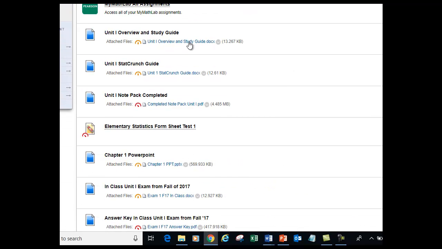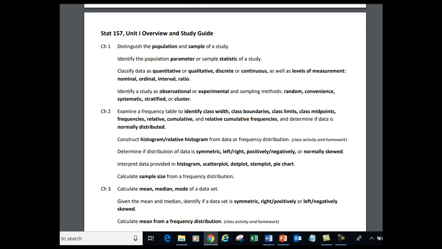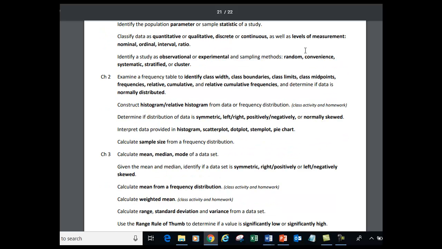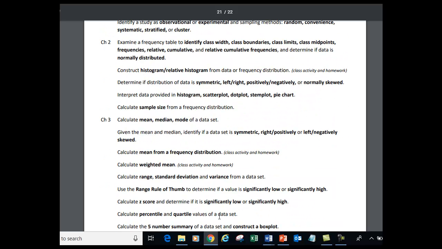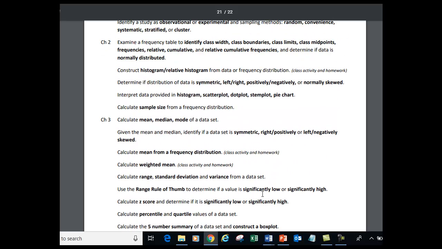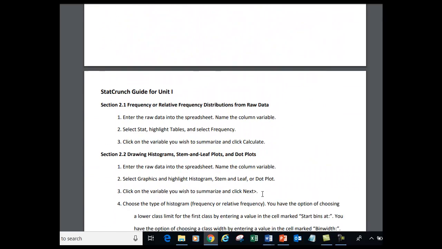The next two things that I have in this folder is a Unit 1 overview study guide and the Unit 1 StatCrunch guide. If I remember right, I have those as the last page or so in your notebook, so you already have them. But that overview gives you a very good overview of the things that we covered in Chapter 1 and 2, as well as what you covered on your own in Chapter 3. So definitely take a look at that, get yourself re-familiar with those things.